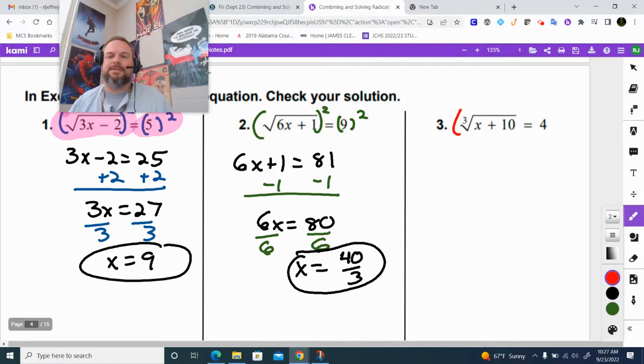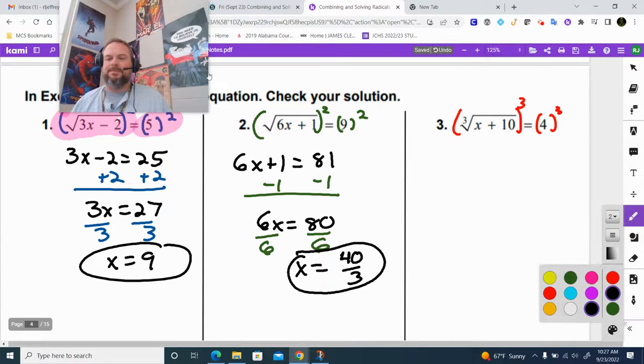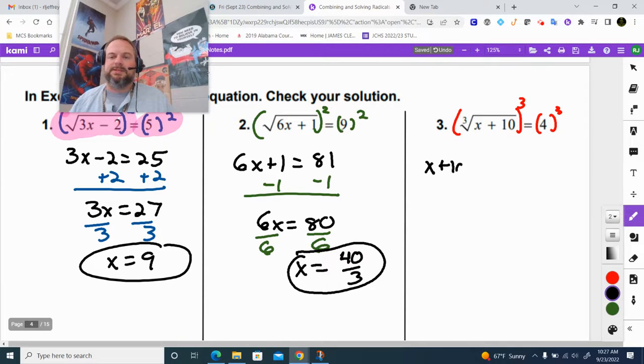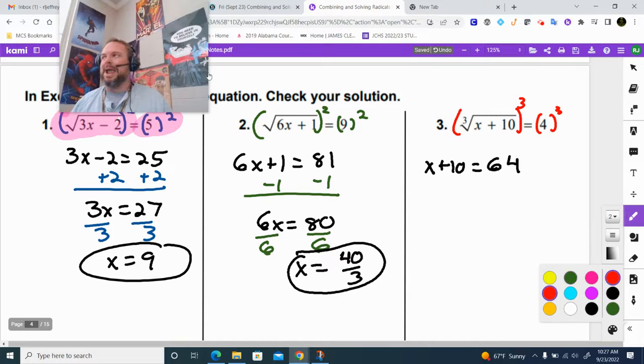All right. We're going to have to cube it. Okay. X plus 10 is right there. 4 times 4 times 4. Wow.